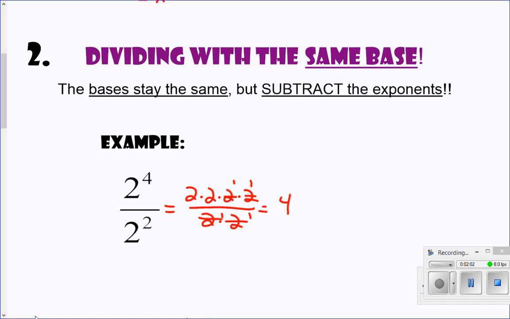The shortcut says that when we have like bases and we're dividing, we subtract the exponents. So I keep the base, 2, and I subtract 4 minus 2, and I get 2, and 2 squared is 4.